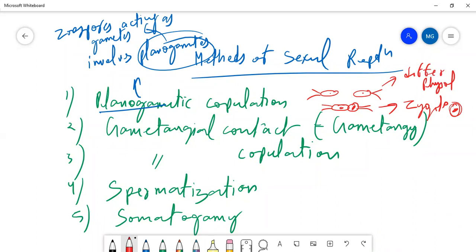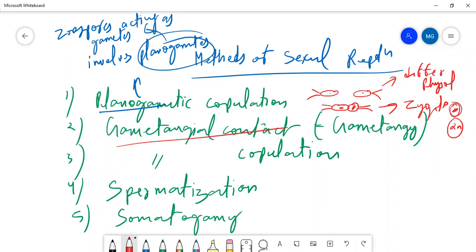They show physiological differentiation. So finally we get zygote, which is a 2n structure. So this is very simple planogametic copulation. The planogametes are involved, and we get a zygote after fertilization. Okay. The next one is gametangial contact. Again, very simple.